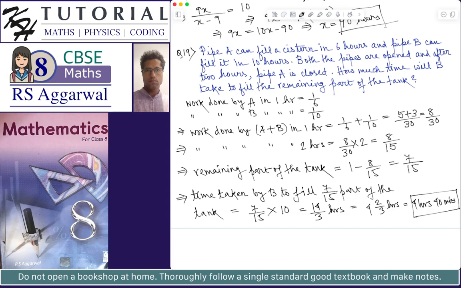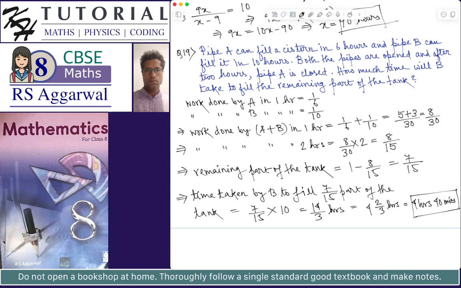Okay. So work done by A plus B in 2 hours, since it is given that both the pipes are opened and after 2 hours pipe A is closed. So for 2 hours the pipes A and B were working together. So work done by A plus B in 2 hours will be 8 by 30 multiplied by 2, which is 8 by 15.